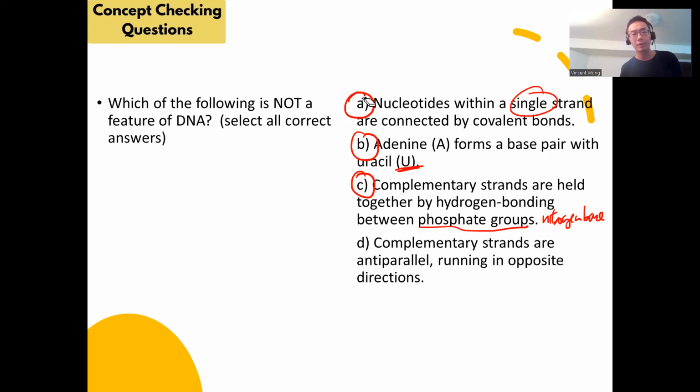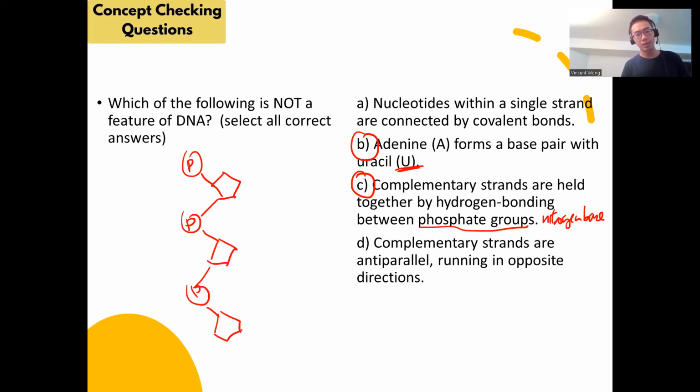Oh, sorry, I read the first one wrong. The first one says nucleotides within a single strand are held together by covalent bonds. It's correct. This is talking about the phosphate and the sugar. What's holding the nucleotides together? We actually wrote it down earlier. That was the covalent bond. So that is a feature of DNA. Sorry, I just misread it. So the answer is B and C.